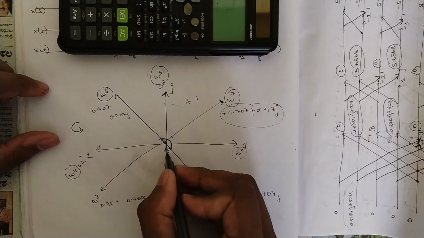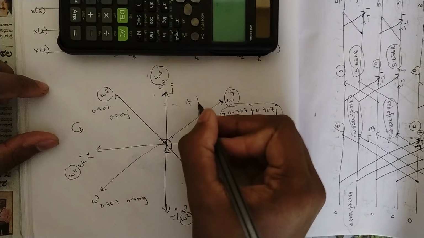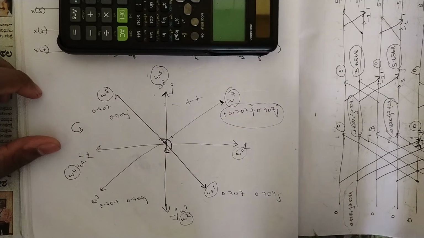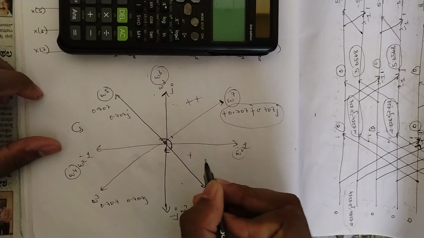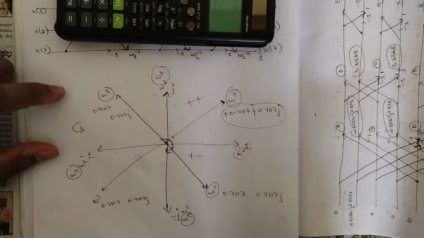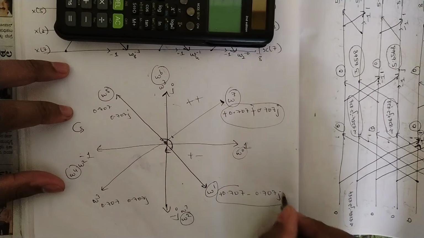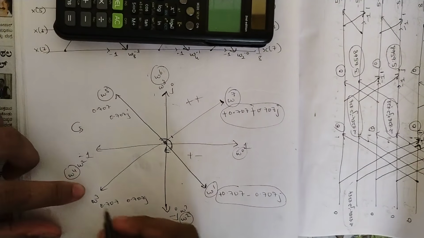Okay. Similarly, in the second quadrant, we have one plus and another one minus, plus minus. So that's why plus minus. This is the value of W power 1.